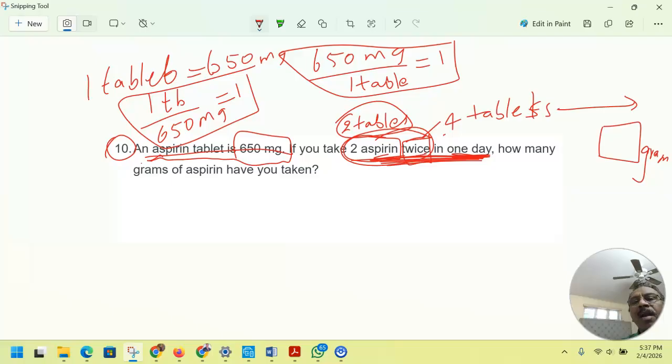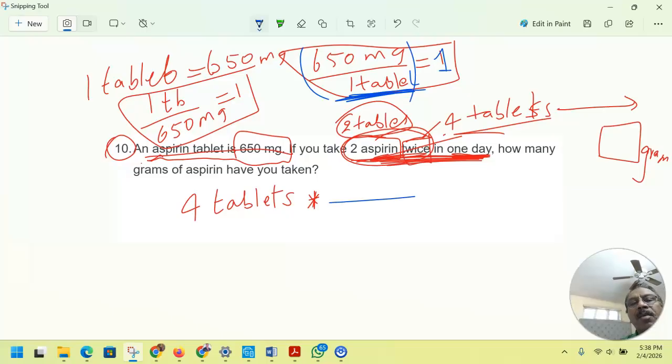So we will start with four tablets. Okay, let me write four tablets times, and we have to multiply the conversion rate. The conversion rate that I have to use is, so tablets. This is the conversion rate I'm going to use. One tablet is 650 milligram. But then the milligram is milli.